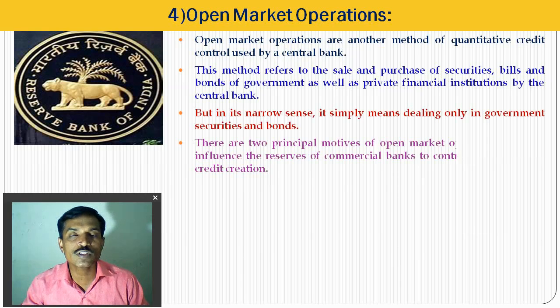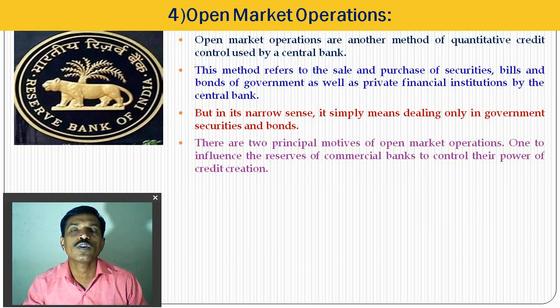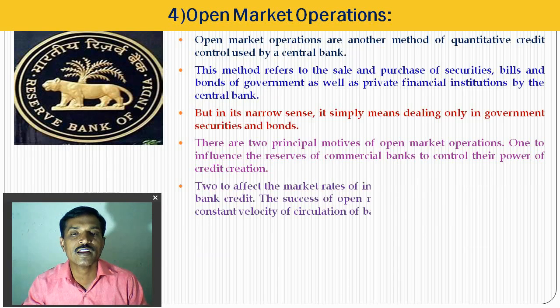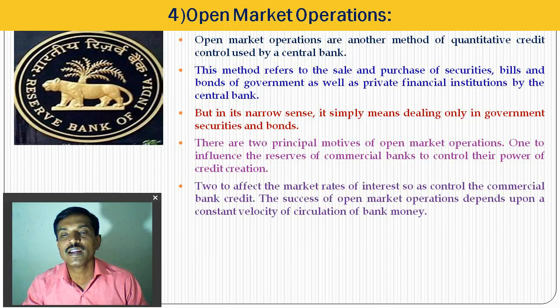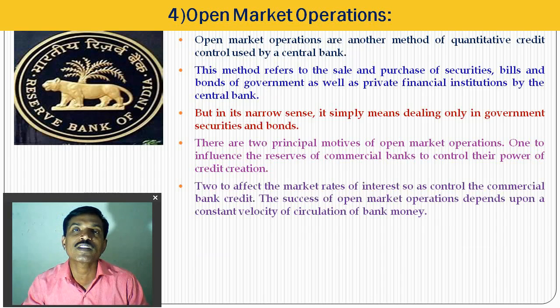So in the situation of inflation, RBI sells its securities and bonds to commercial banks, financial institutions, and people. The people purchase these and their purchasing power is reduced. And during deflation, RBI repurchases its securities and bonds and increases their purchasing power. There are two principal motives of open market operation. One is to influence the reserves of commercial banks to control their power of credit creation, and another is to affect the market rate of interest so as to control commercial bank credit.